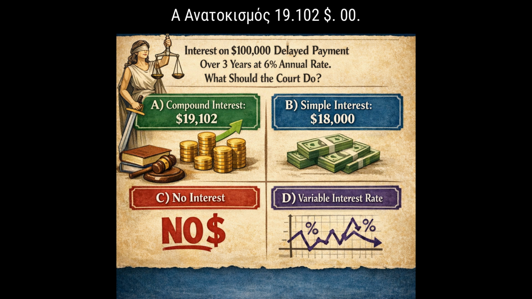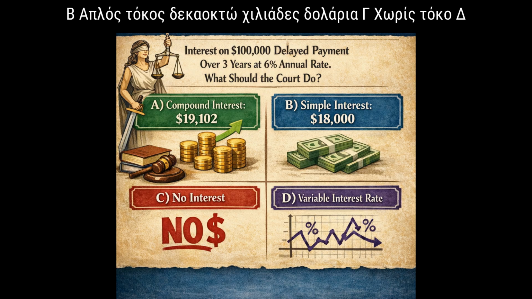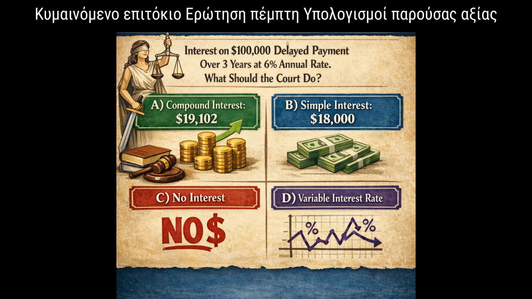A. Compound interest, $19,102. B. Simple interest, $18,000. C. No interest. D. Variable interest rate.